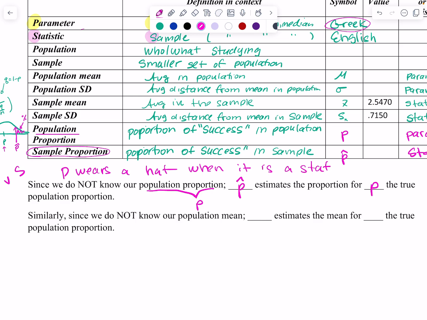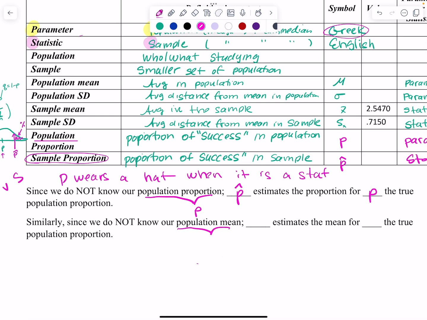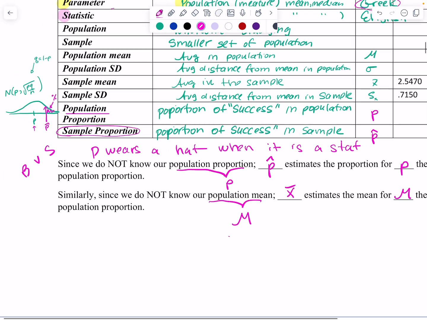Similarly, I don't know my population mean, and look up here, my population mean, remember, was mu. So I'm going to use X bar to estimate mu. All right, so that's the same thing. I drew a P and a P hat here, but the same thing would apply to my mean. I don't know my mean, so I'm going to use my sample mean.